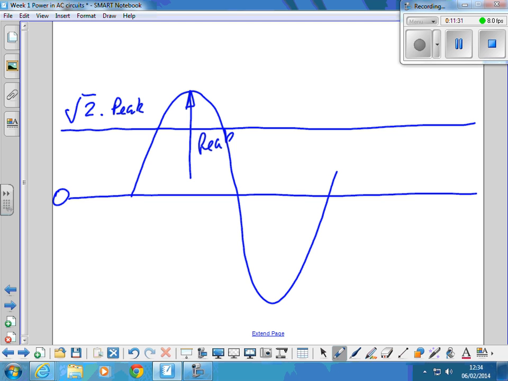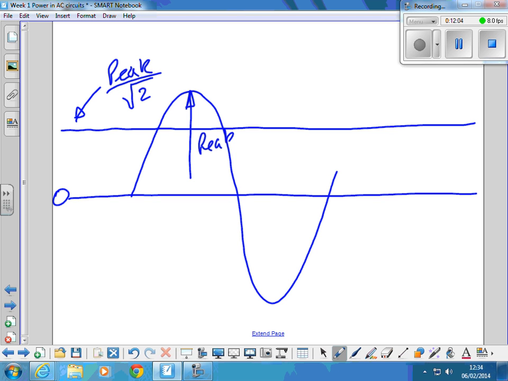Hang on. Peak over root 2. This value here is peak over root 2. It's got to be less. When you've got a bit of -1, a bit of +1 added together, it gives you the useful power from that system. Okay.